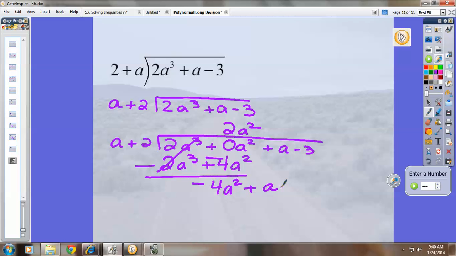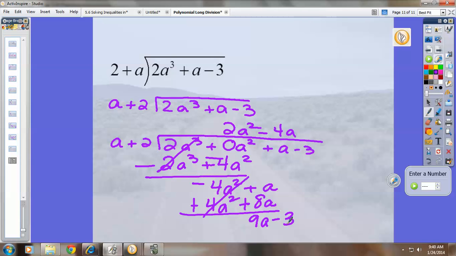Now, negative 4a squared divided by a is negative 4a. Negative 4a times a is negative 4a squared. Negative 4a times 2 is negative 8a. What are we going to do next? Subtract, so change your signs. The a squares are going to cancel out. a plus 8a is 9a. Bring down your next term.